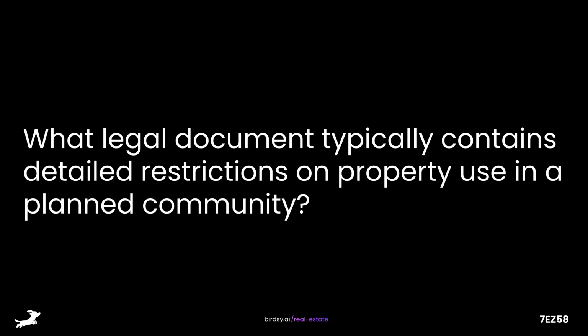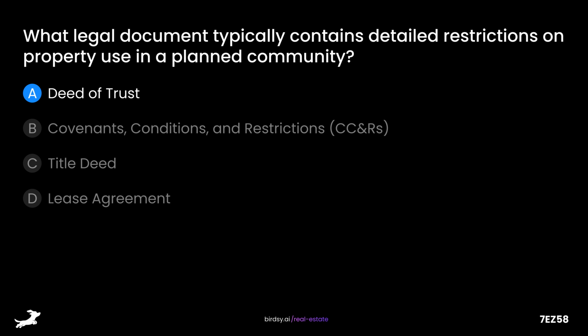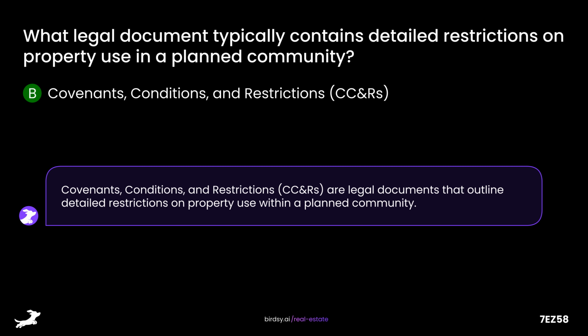What legal document typically contains detailed restrictions on property use in a planned community? Is it A, deed of trust, B, covenants, conditions, and restrictions, CC&Rs, C, title deed, or D, lease agreement? The answer is B, covenants, conditions, and restrictions, CC&Rs. Covenants, conditions, and restrictions, CC&Rs, are legal documents that outline detailed restrictions on property use within a planned community.